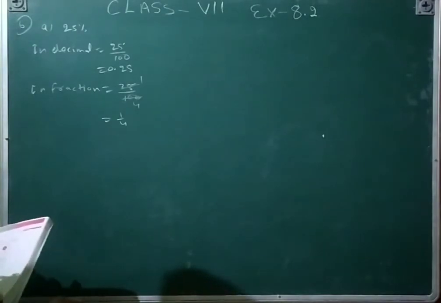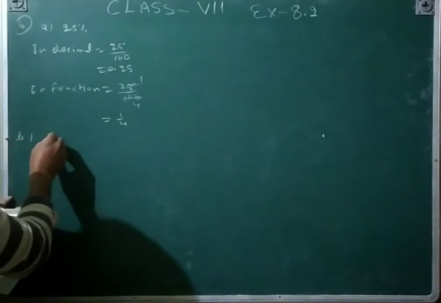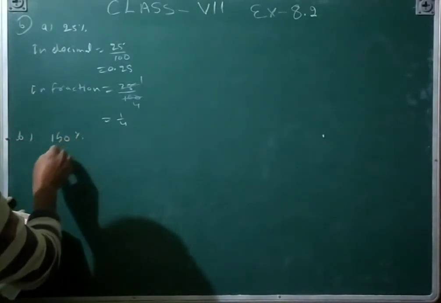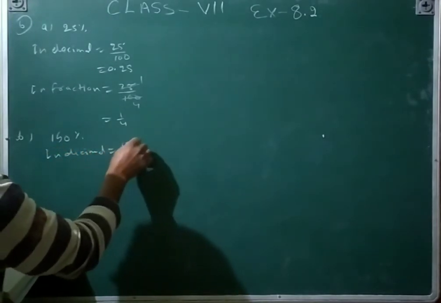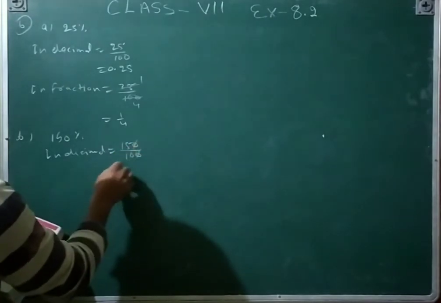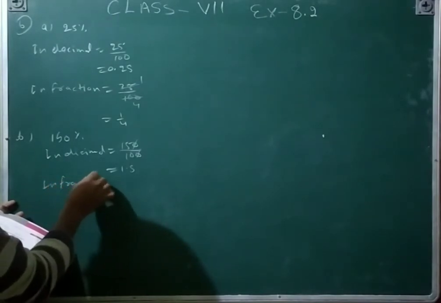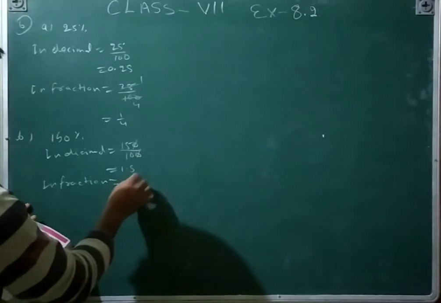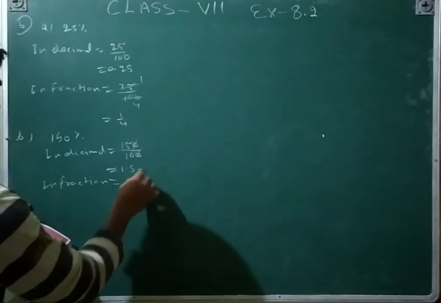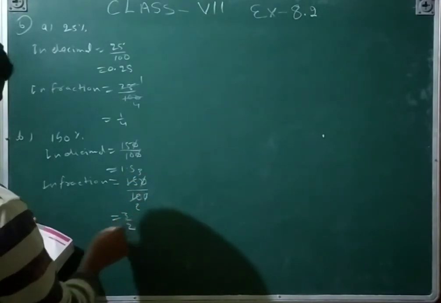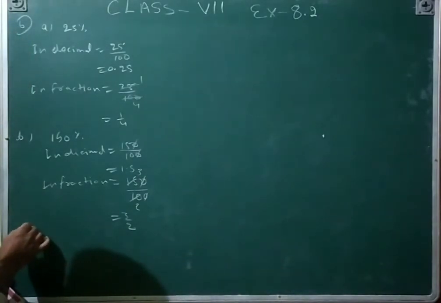And then see the B part also, that is 150%. So in decimal, that will be 150 upon 100, 0 cancel by 0, that will be 1.5. In fraction, that will be 150 upon 100, 0 cancel by 0, 5 3s are 15, 5 2s are 10, that is 3 upon 2. And then D part also you do. C part you will do at home.